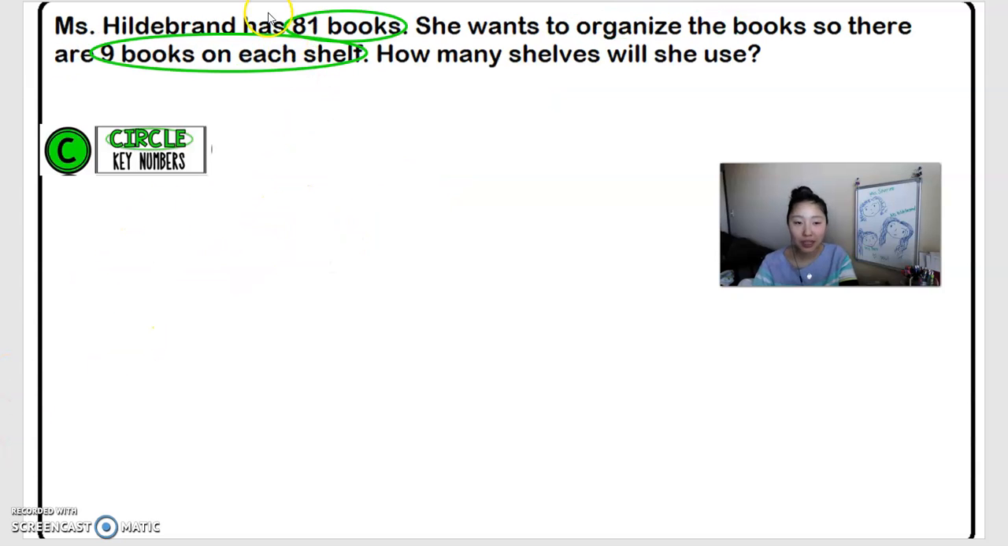This one is, Miss Hildebrand has 81 books. She wants to organize the books so there are 9 books on each shelf. How many shelves will she use? Right now, I want you to pause it, point to the question, and I'm going to get going. Did you find it? Alright, what I thought was, how many shelves will she use?